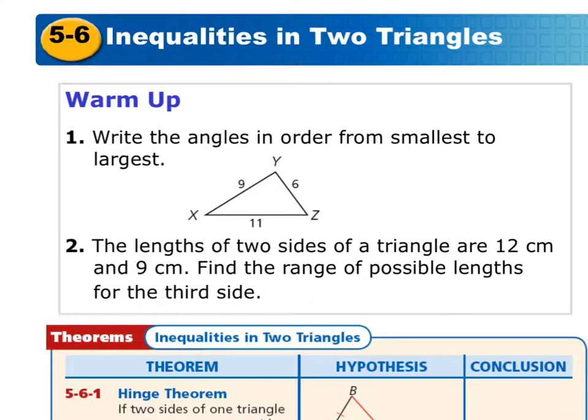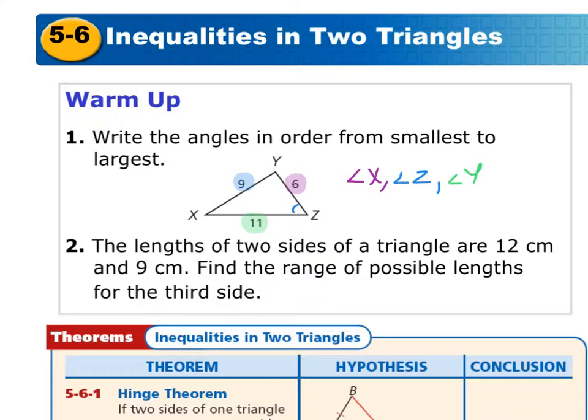So if you notice that these sides are 11, 9, and 6, if I go in order from smallest, then I would go opposite the smallest side. The smallest side is 6, which means angle X is going to be the smallest. The next largest is 9, which is opposite angle Z, so angle Z would be next. And the last one, 11, is the largest, and that's opposite angle Y. So that's going to be your largest.